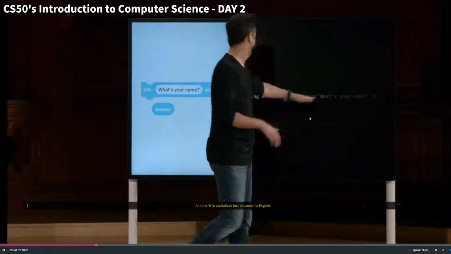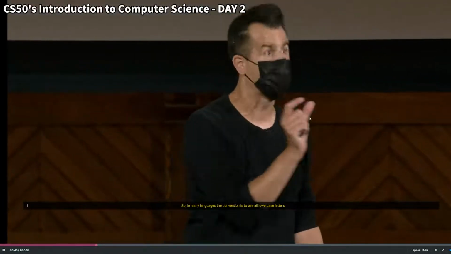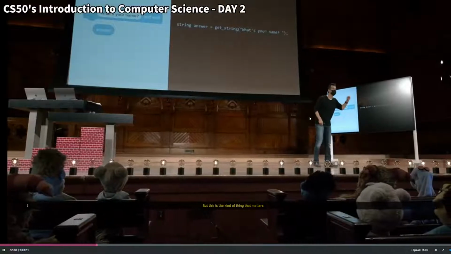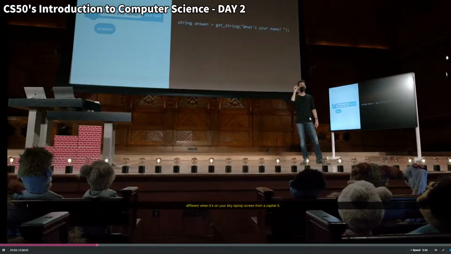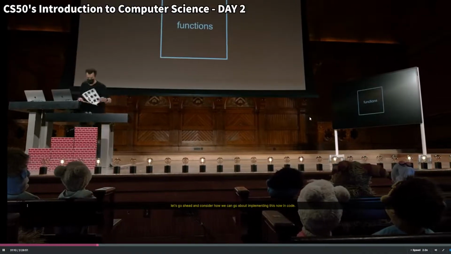And the W is capitalized just because it's English. Everything else is lowercase. And this kind of varies by language and also context. So in many languages, the convention is to use all lowercase letters for your variable names. Other languages might use some capitals as well, but we'll talk about that before long. But this is the kind of thing that matters, and it's hard to see at first, especially when a little s doesn't look that different, on your tiny laptop screen, from a capital S, but you'll start to develop these instincts.